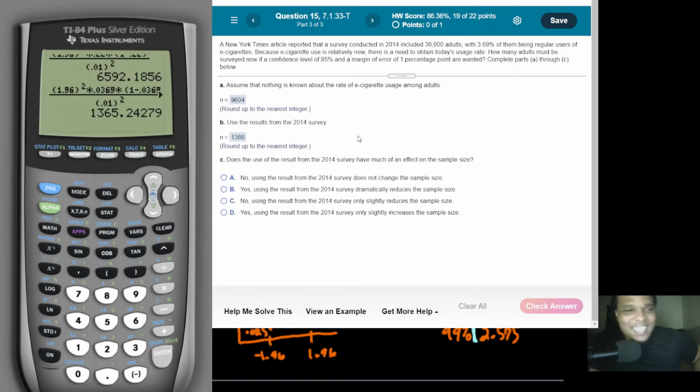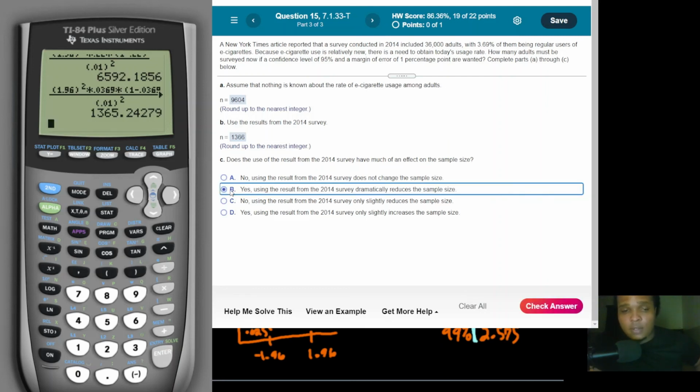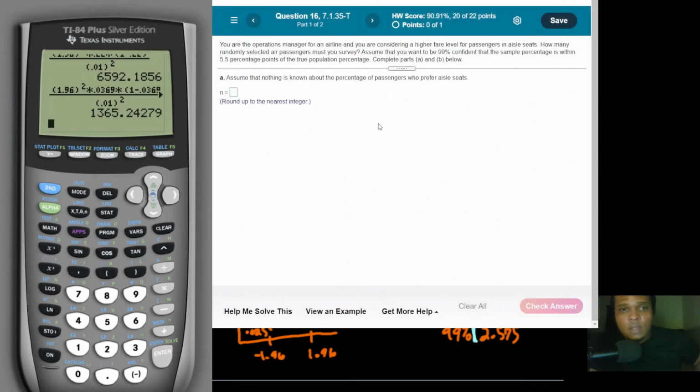Anyway, it says, does the use of result from 2014 survey have much of an effect on the sample size? Yeah, that's 9604 in the beginning, and now we have 1366. That's a huge difference. So does it have much of an effect? Yes. So it's either B or D. It's not slightly, it's dramatically. This is B definitely. All right, that's it for that one.